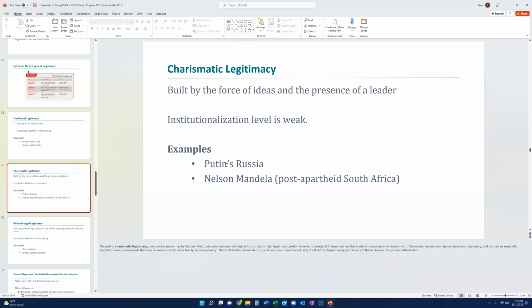Charismatic legitimacy, you're going to see Putin's Russia be an example of it. You're also going to see Nelson Mandela's post-apartheid South Africa as an example of charismatic legitimacy. And charismatic legitimacy is built by the force of ideas and the presence of a leader. It's going to be very weakly institutionalized. Once the leader dies, the institutions are many times no longer present. But for however long the charismatic leader lives, the legitimacy of some countries is many times rooted in charismatic legitimacy.